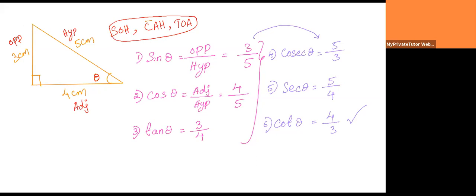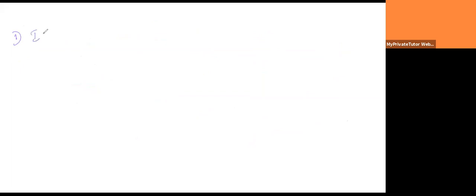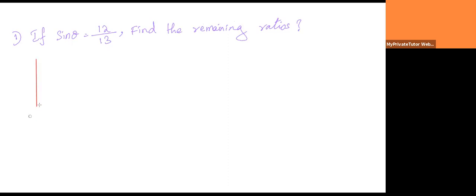In the other way, they will give a question like, if sine theta equals 12 over 13, find the remaining ratios. You guys understand the question? They have given just one ratio and they will ask you to find the remaining ratios. So just quickly draw a right angle triangle, guys. Let's assume this is theta.